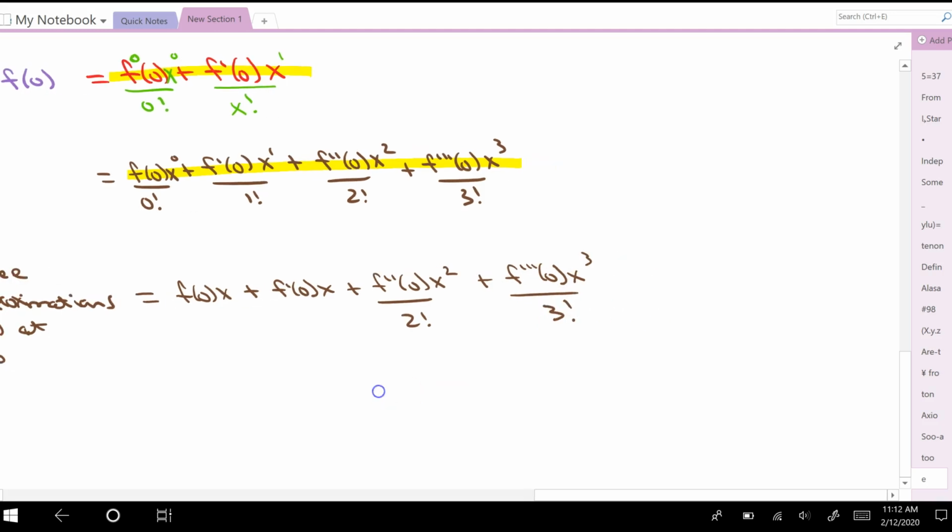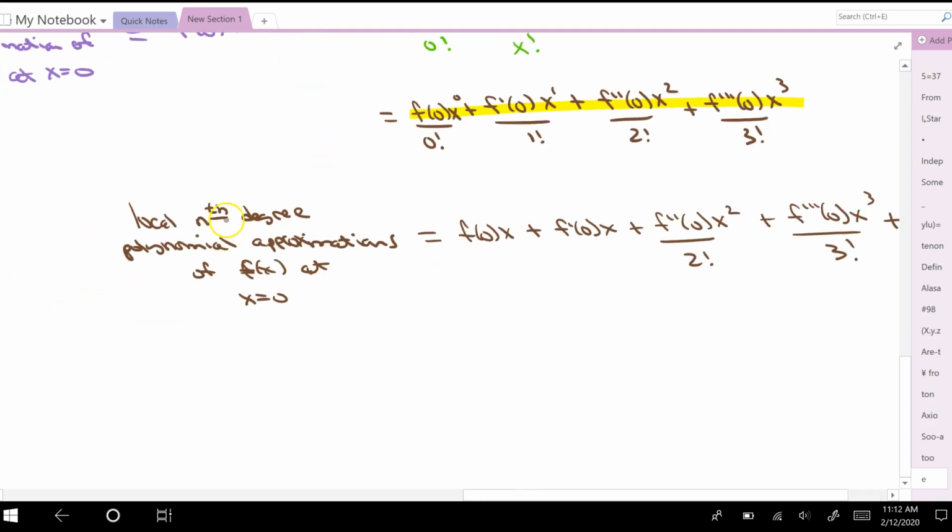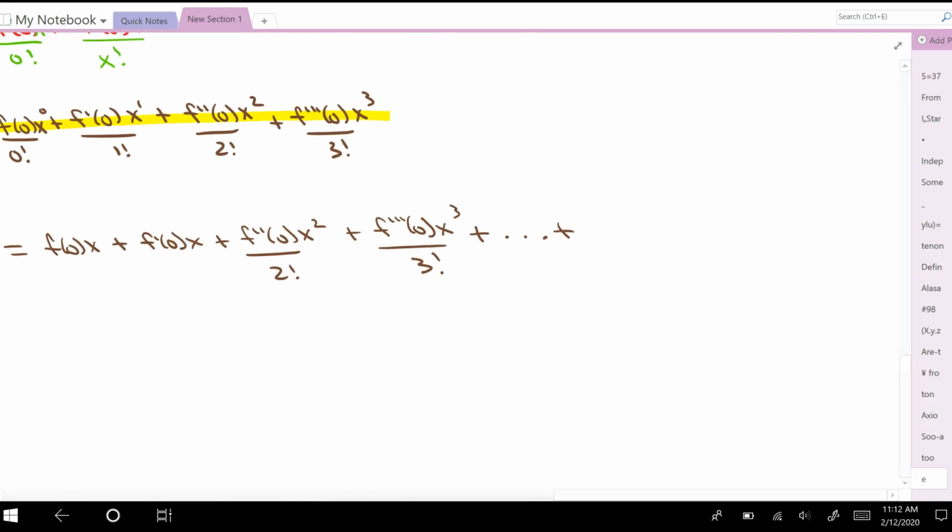Okay, I'm going to do this, everyone. Plus dot dot dot plus. Now, if it's degree n, and it is degree n, my last term here should be what order derivative of f at 0? Yes, the nth derivative of f at 0 times x to the what power? N, all over n factorial.